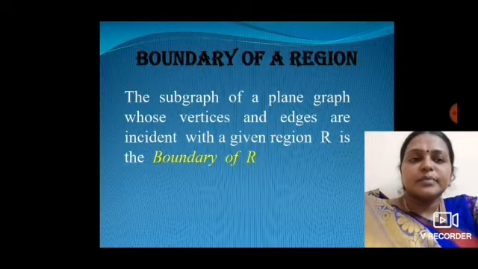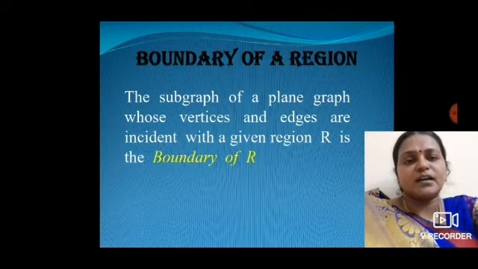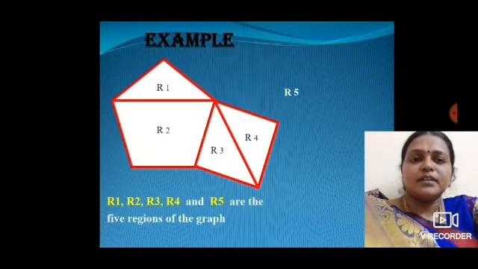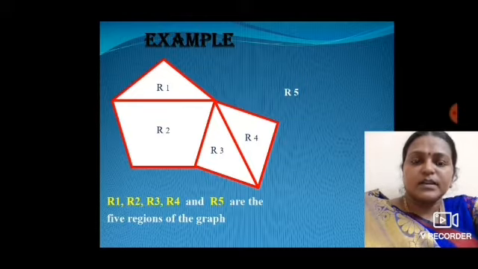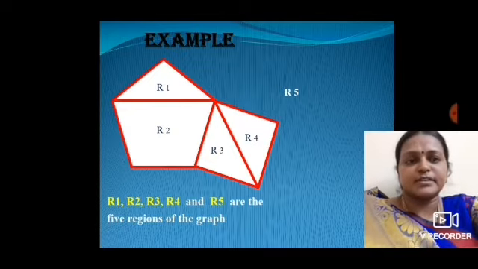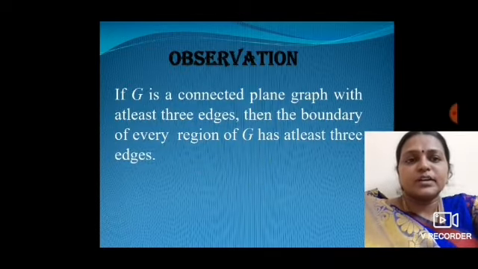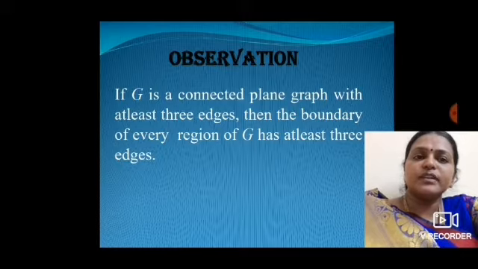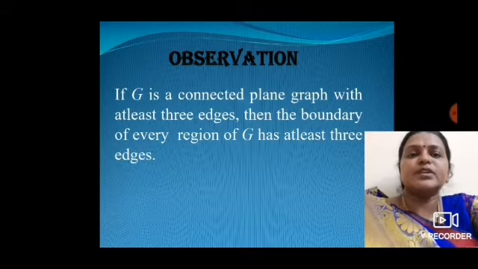The subgraph of a plane graph whose vertices and edges are incident with a given region R is the boundary of R. The region R1 contains 3 edges as boundaries. Similarly, you can see R2 contains 4 edges as boundaries. So the observation is, if G is a connected plane graph with at least 3 edges, then the boundary of every region of G has at least 3 edges.